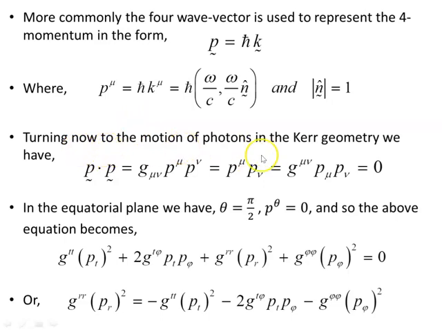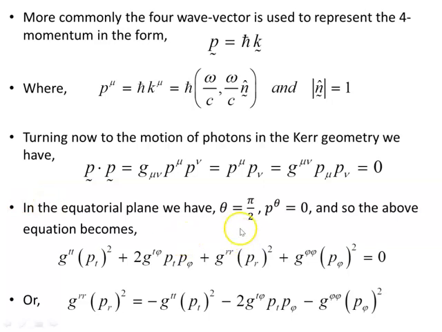Now, turning to the motion of photons in the Kerr geometry, we go from the flat space metric to the curved space metric, g_mu nu, and the inner product of the four-momentum vector with itself is g_mu nu P^mu P^nu. I should have put a mu there. I made a slight error. Sorry, people. They should both be the same. My apologies. Which is the same as g_mu nu P^mu P^nu equals 0.